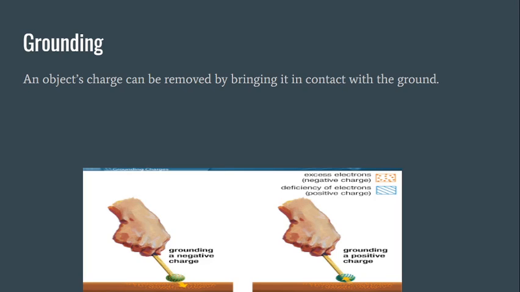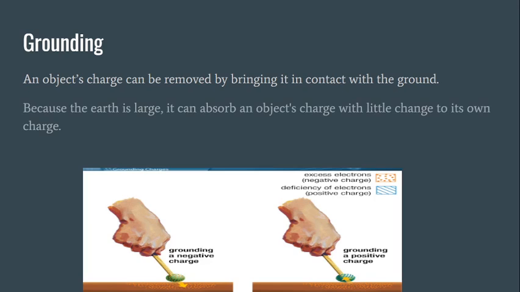Okay, well, why? Why is that? You know, why is it that I can put this electrical object in the ground and then suddenly the charge looks like it's gone? Well, it's because the Earth is so large, it can actually absorb a lot of an object's charge with little change to its own charge.